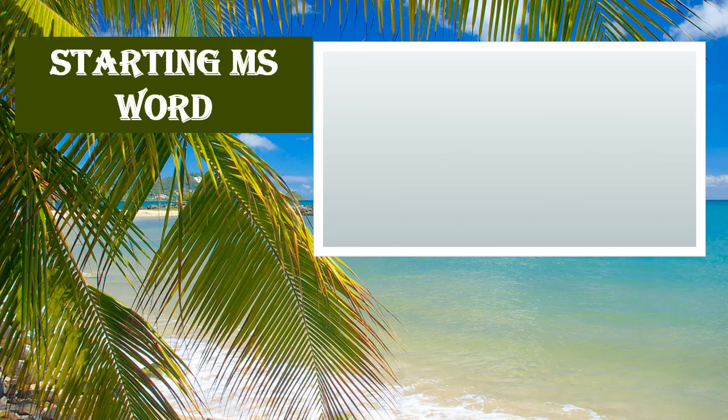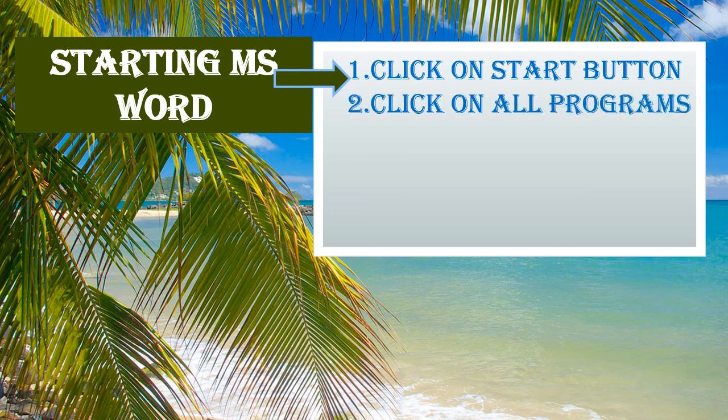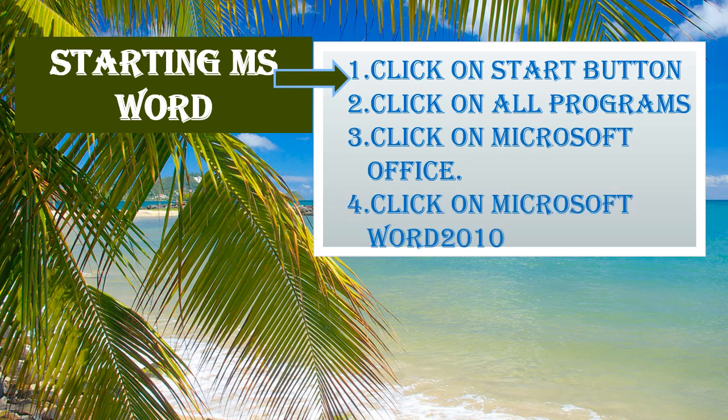Now the question is, how should we start MS Word? For that, first of all you need to click on the Start button. After clicking on the Start button, click on All Programs and then click on Microsoft Office. There will be a folder of this name, Microsoft Office, and there are a number of options in it. So what do you need to choose? Microsoft Word 2010.